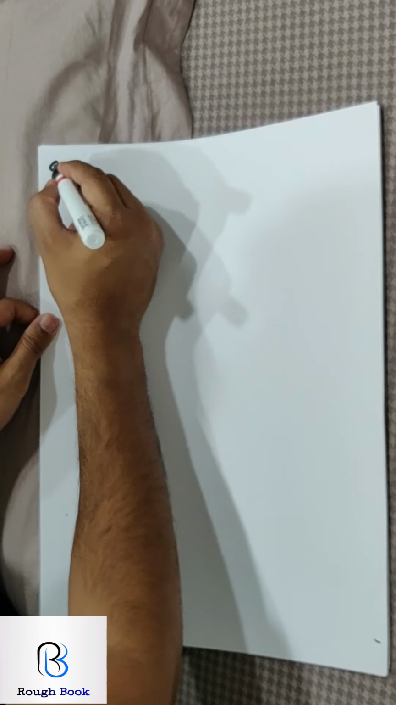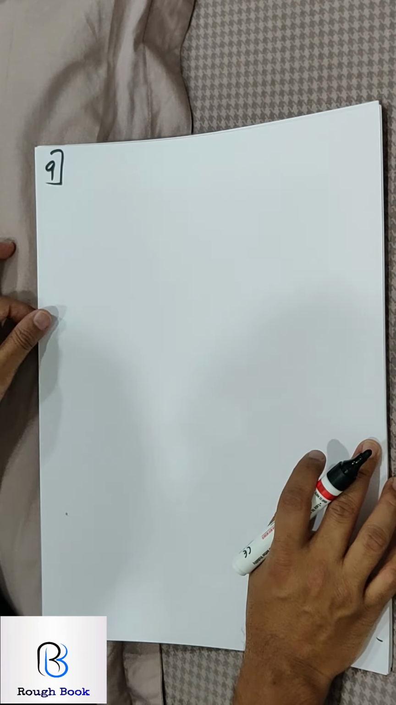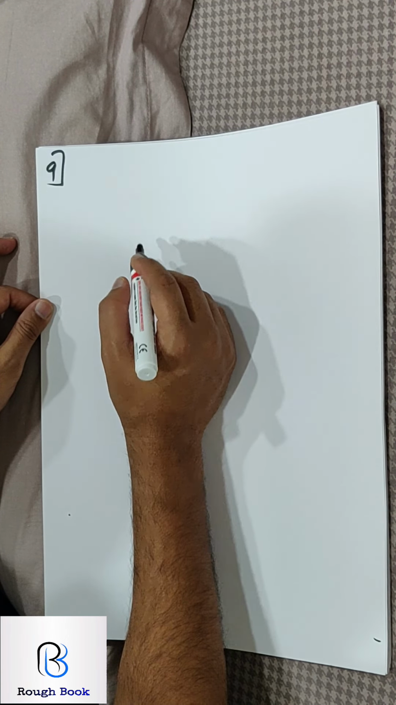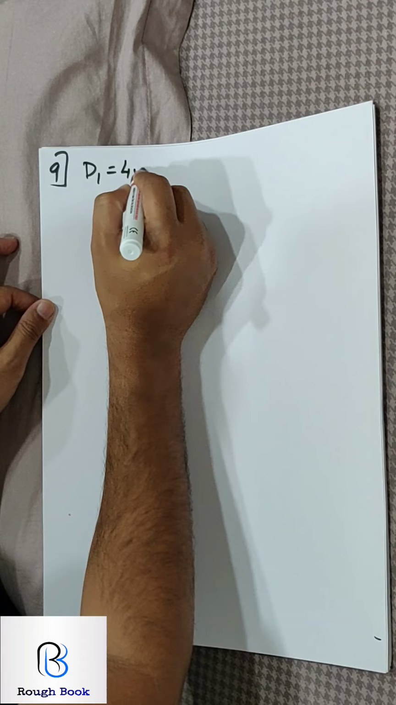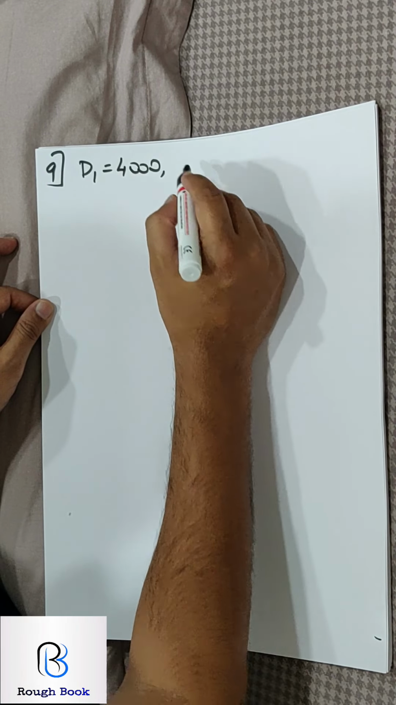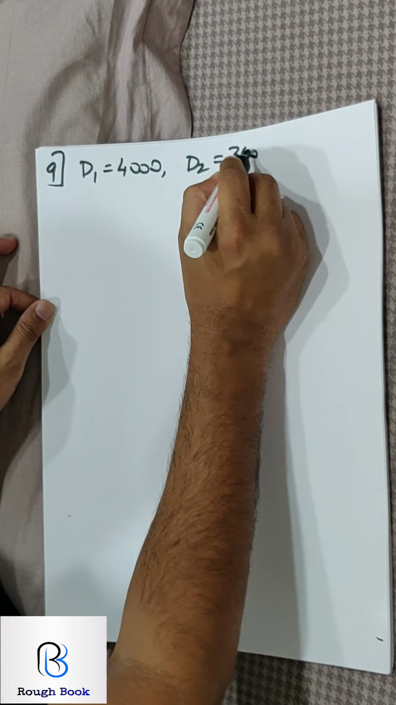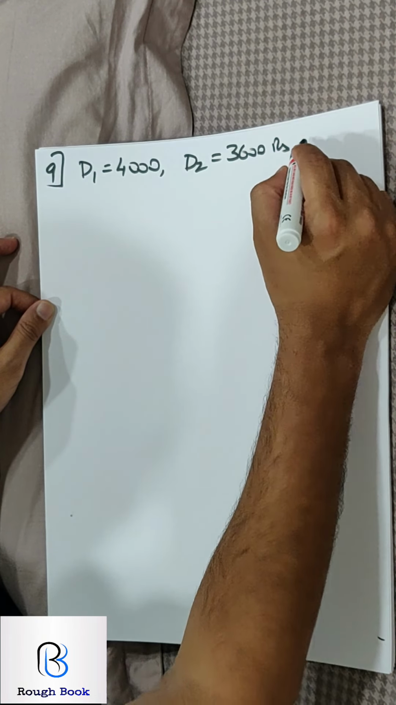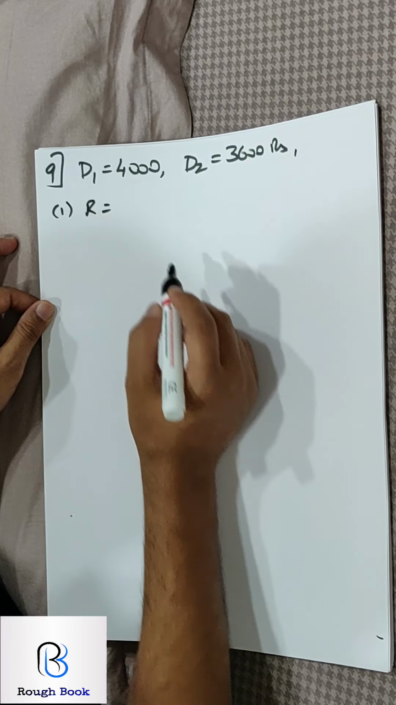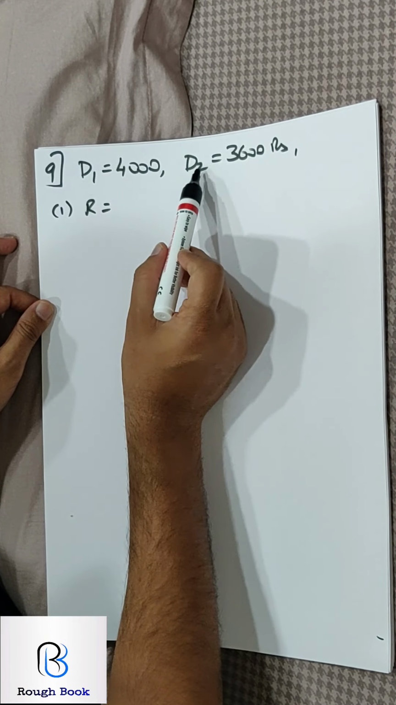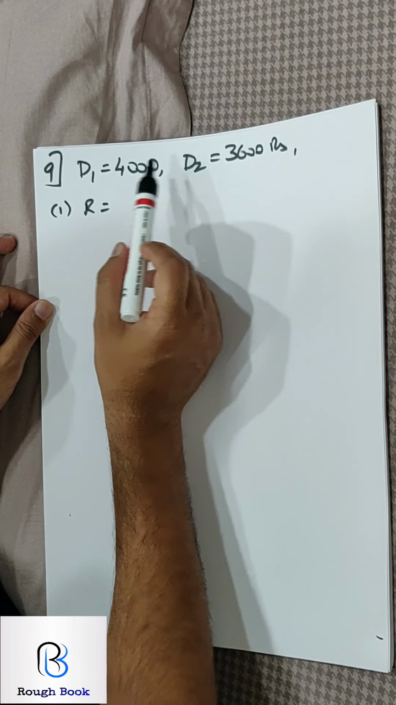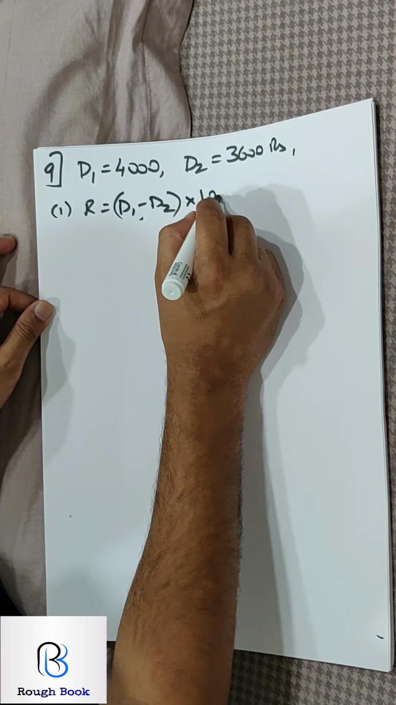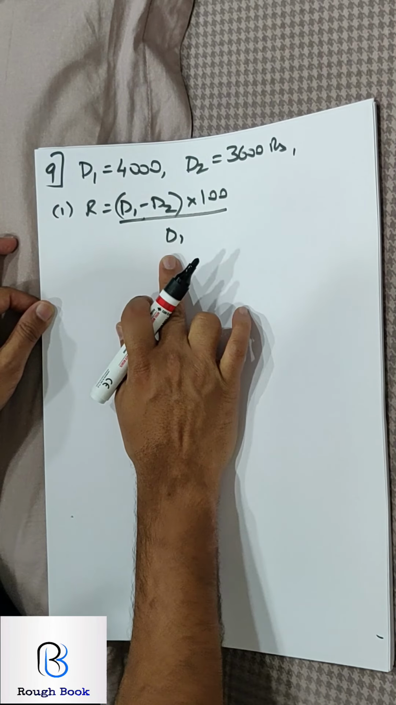Sum number 9. Based on depreciation. So let's focus. The cost of a machine depreciated by 4,000 during the first year. So D1 is 4,000 and 3,600 during the second year. So D2 is 3,600. Number 1, calculate the rate of depreciation. So now it will not be D2 minus D1, but it will be D1 minus D2 because it's reducing, into 100, always upon the previous year.